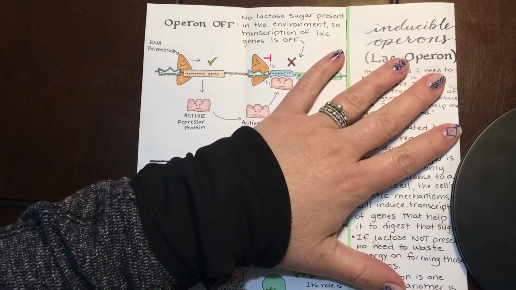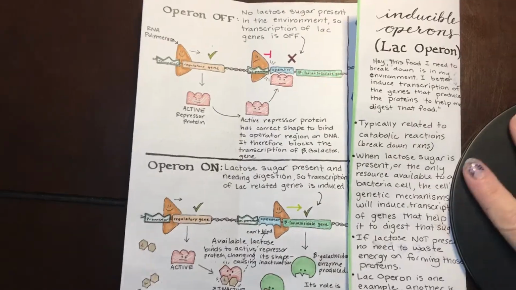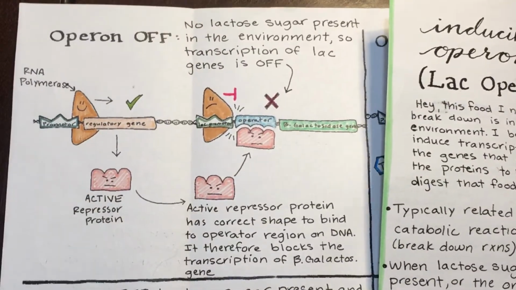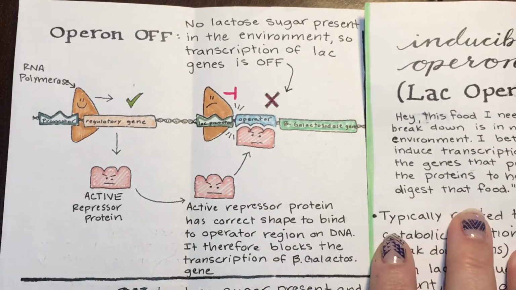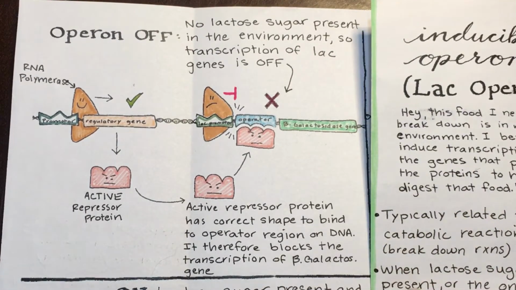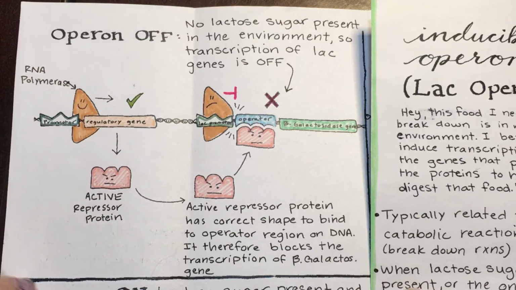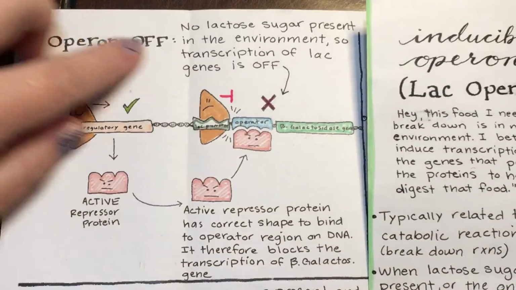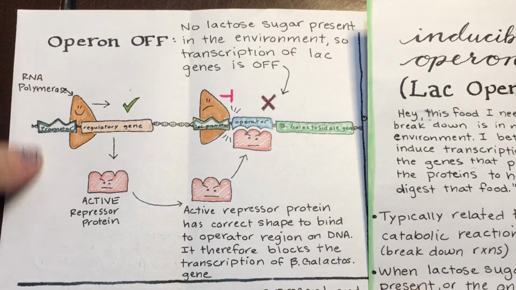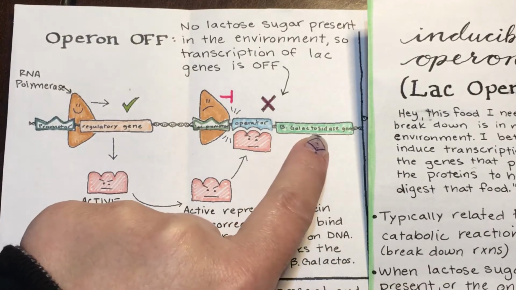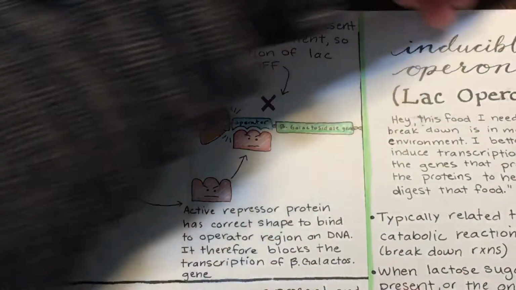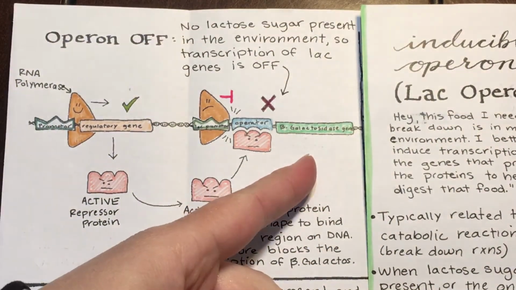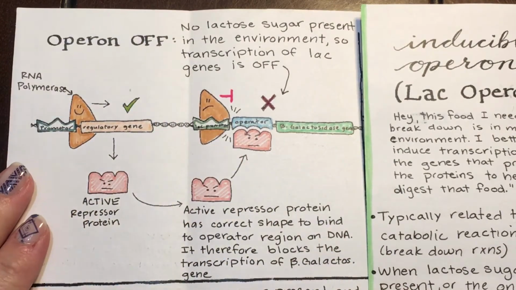So if there is no lactose, let me move closer here. If there is no lactose in the environment where this bacteria cell is living, then the operon, or the lac operon, okay, LAC, lac operon, is off, okay? No lactose sugar is present. Transcription of this beta-galactosidase gene, which is the gene that will help the bacteria to break down lactose, it doesn't need it, okay? So let's look at the components here that are going to be needed.